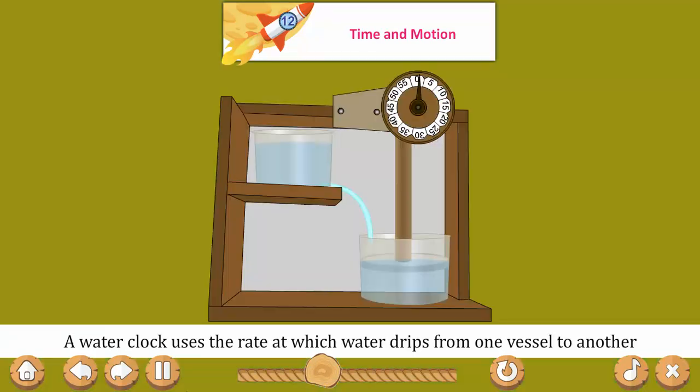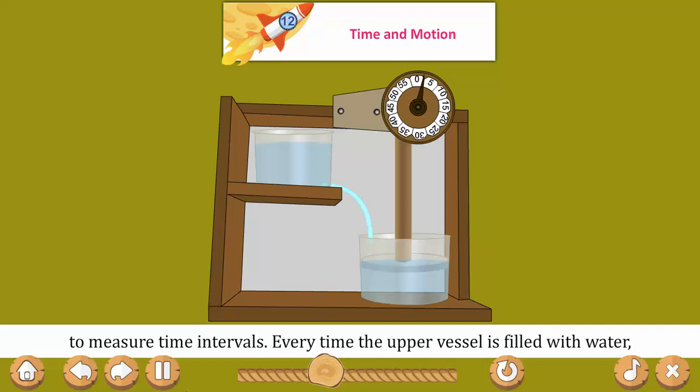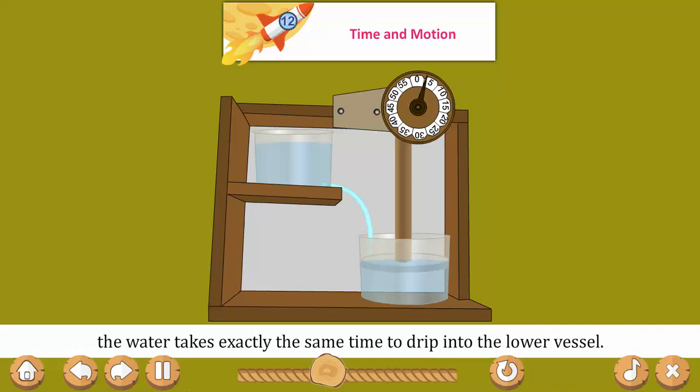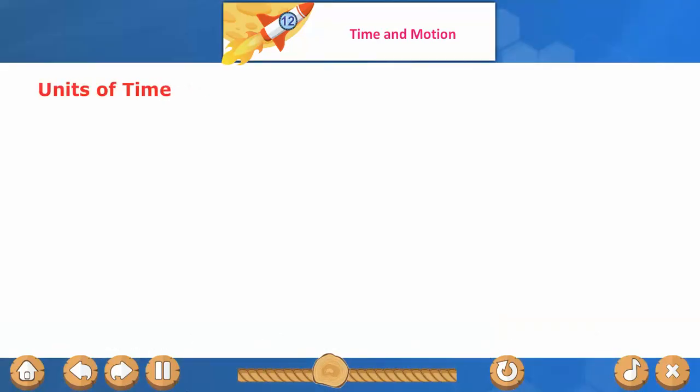Water clock. A water clock uses the rate at which water drips from one vessel to another to measure time intervals. Every time the upper vessel is filled with water, the water takes exactly the same time to drip into the lowest vessel.